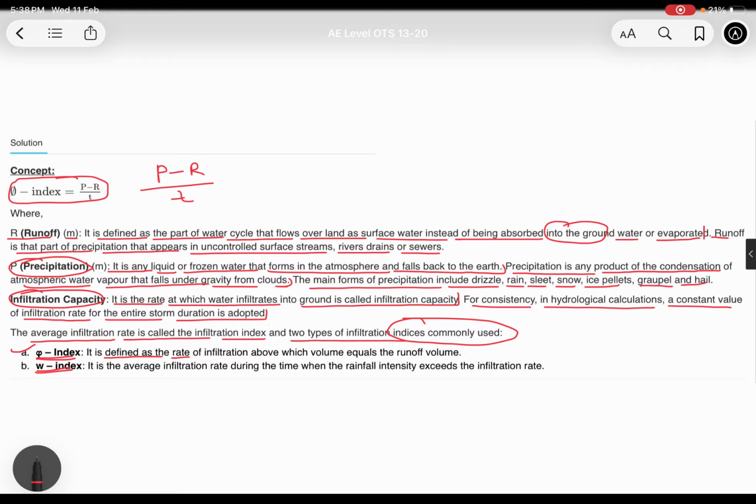Phi index is defined as the rate of infiltration above which the rainfall volume equals the runoff volume. It is the average infiltration rate during the time when the rainfall intensity exceeds the infiltration rate. W index is the average infiltration rate during the time when the rainfall intensity exceeds the infiltration rate.